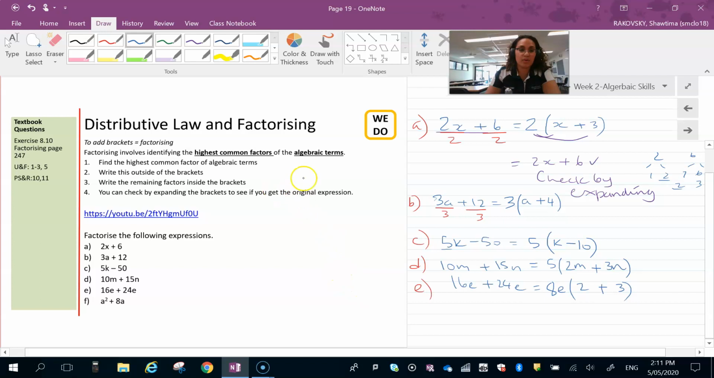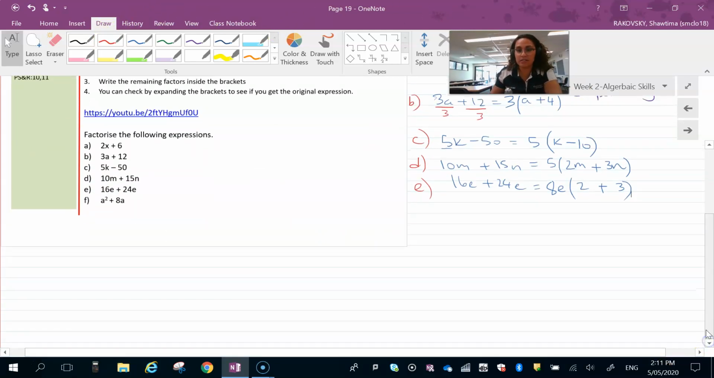And last one is F. So excuse me while it's a bit low, just move it up a bit. So F, a squared plus 8a. Now if you have a look, remember invisible maths, there is a 1 here. So 1 and 8, the highest common factor is 1. So we wouldn't write that out here, would we? Because again, that's that invisible maths.